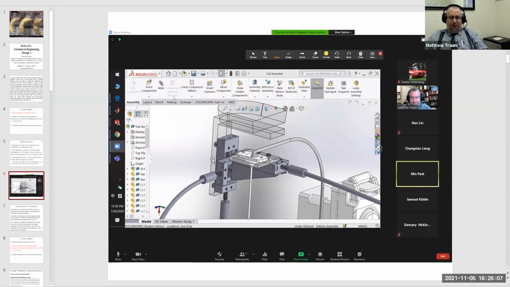And then the whole thing mounts onto a confocal microscope, which is this sort of see-through element here, the mounting stage for the confocal microscope.